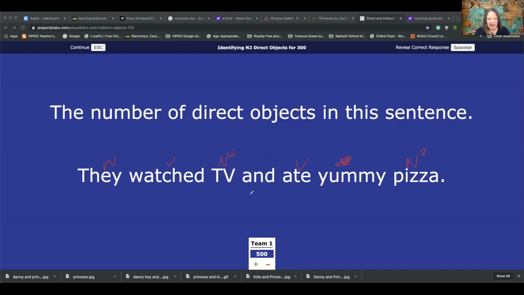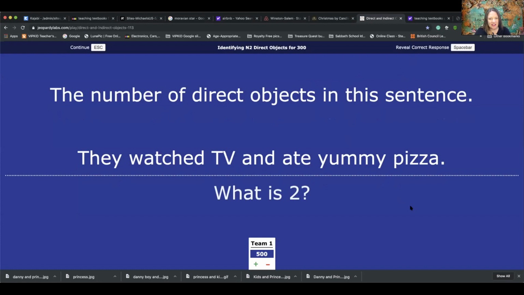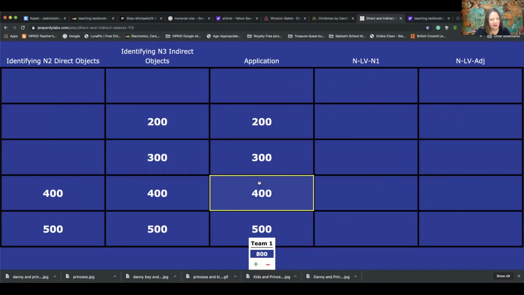So how many direct objects do you see? Answer the question. The number of direct objects in this sentence. Let's see if you got it right. What is 2? Did you get it? If so, you got 300 points added. Continue.